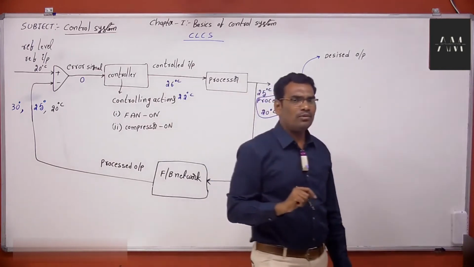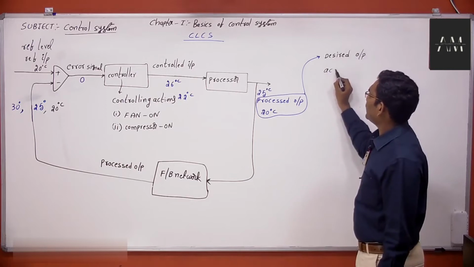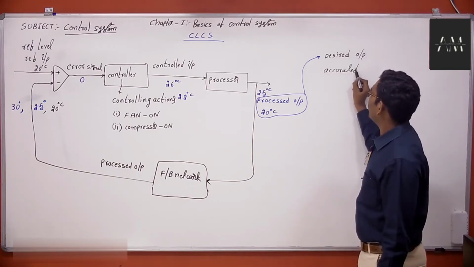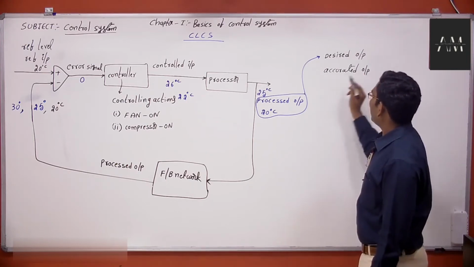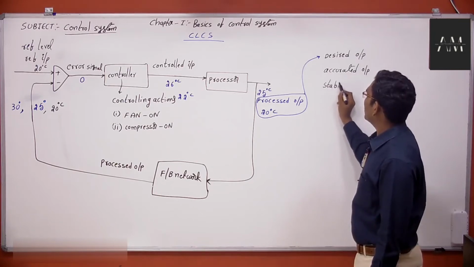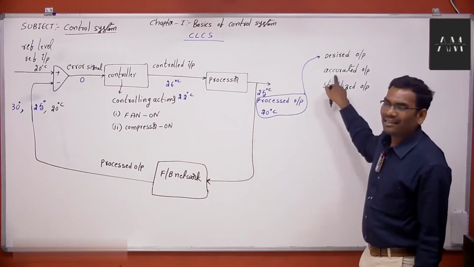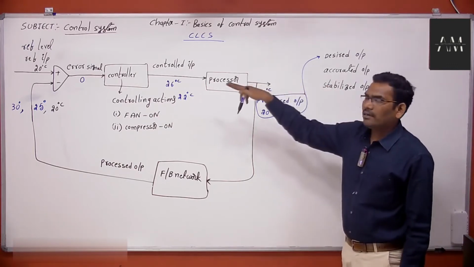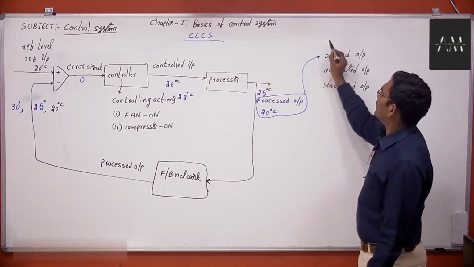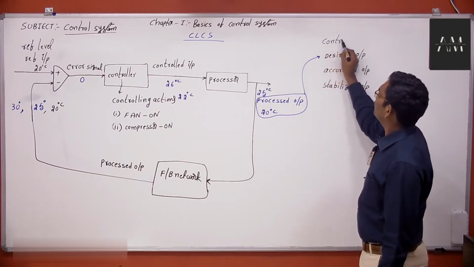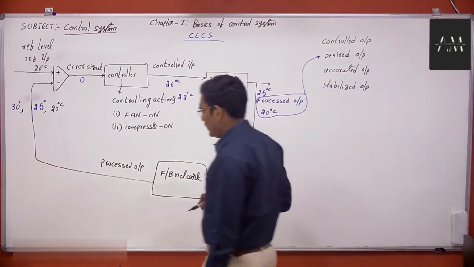When error equals 0, this processed output is nothing but a desired output, which means can we call this an accurate output? Yes. When error equals 0, it is more accurate. When accuracy is more, obviously it will become a more stabilized output. When error equals 0, it is more accurate and more stabilized. That's why this is called accurate output. This is the best name for this. And of course we are applying some controlling action, therefore it may be called controlled output.